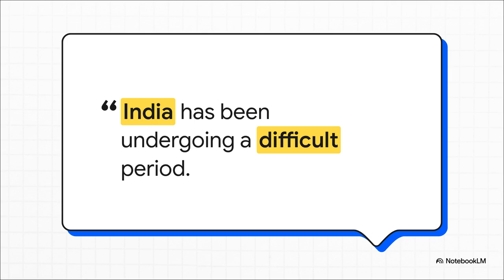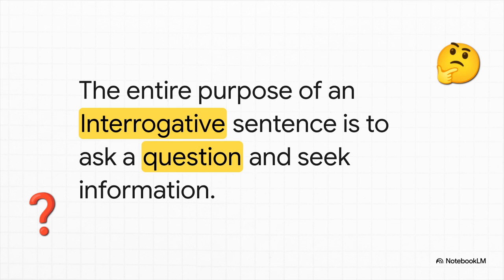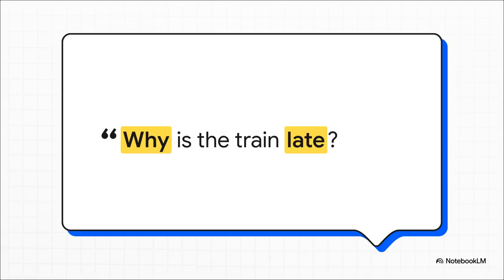That's a perfect assertive sentence. Next, we have the interrogative sentence. This one's the curious one. Its entire purpose in life is to ask a question. It's all about finding something out. You know, something like, why is the train late? You can spot these from a mile away, and not just because of the question mark. The whole word order is built to ask for an answer.